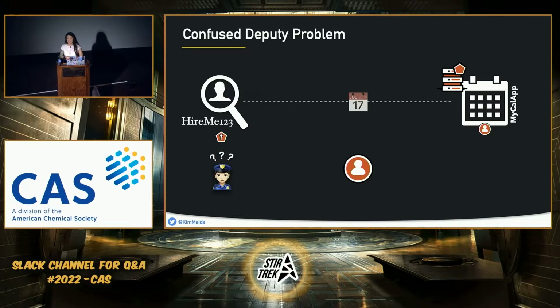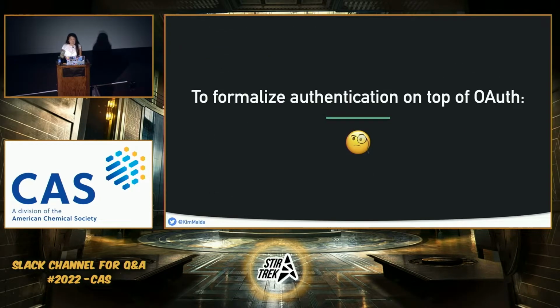And we call this the confused deputy problem. HireMe doesn't know inherently where this token came from or who it was issued for. And authentication is about verifying that the user is who they say that they are. HireMe can't know this from using an access token to call an API. Access tokens are for authorization, access to resources, not verifying identity. However, this didn't stop companies from doing this anyway. So the need arose to formalize authentication on top of OAuth.